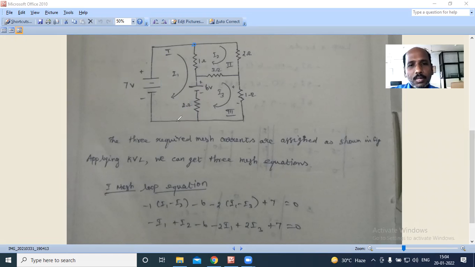Now the 2 ohm resistor is over. In the next branch, there is no element. In the next branch, a 7 volt battery is there. I already said the current flows from the positive terminal to the negative terminal. So here plus 7. That is equal to 0. Then you just rearrange the equation.